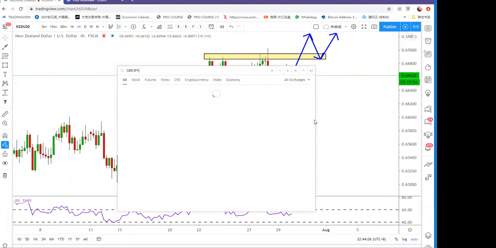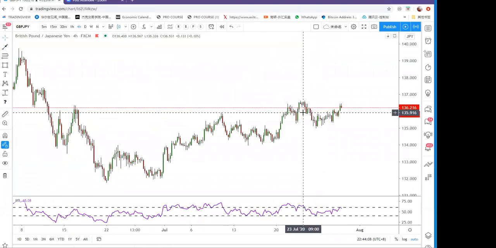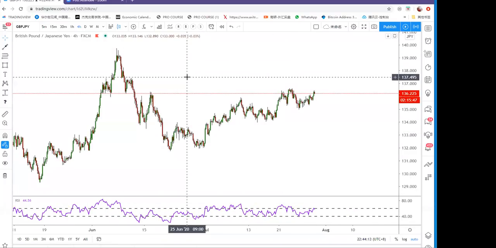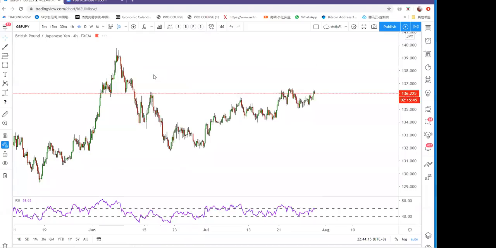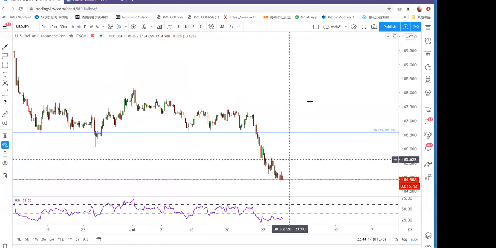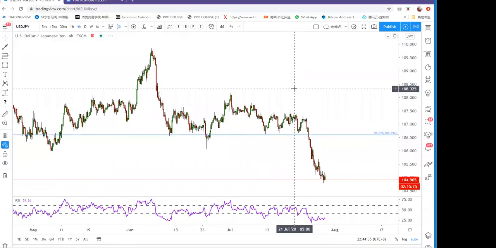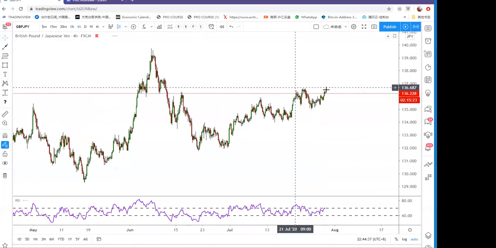What about sterling yen? Don't trade sterling yen. Right now, if you have money, focus on sterling dollar, because dollar yen is going down. Even though the sterling is going up, the sterling yen is hard to go up. I have mentioned this many times: do not trade cross pairs when the dollar index is in a one-way market. Do you remember that? So if you have money, shift your sterling yen position.